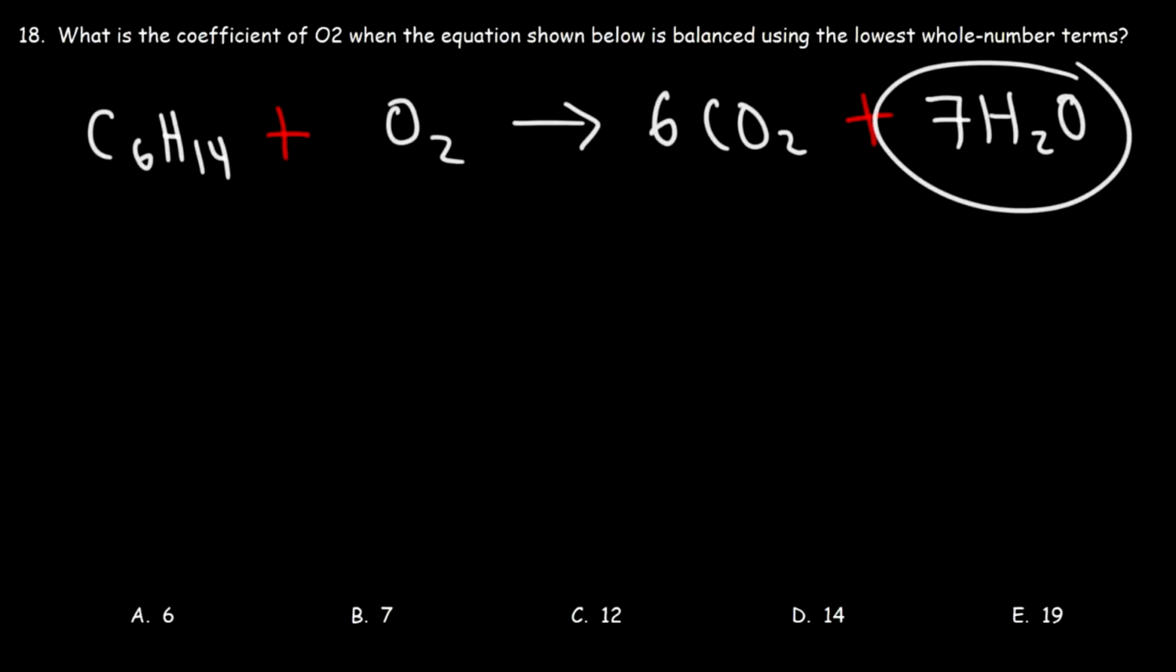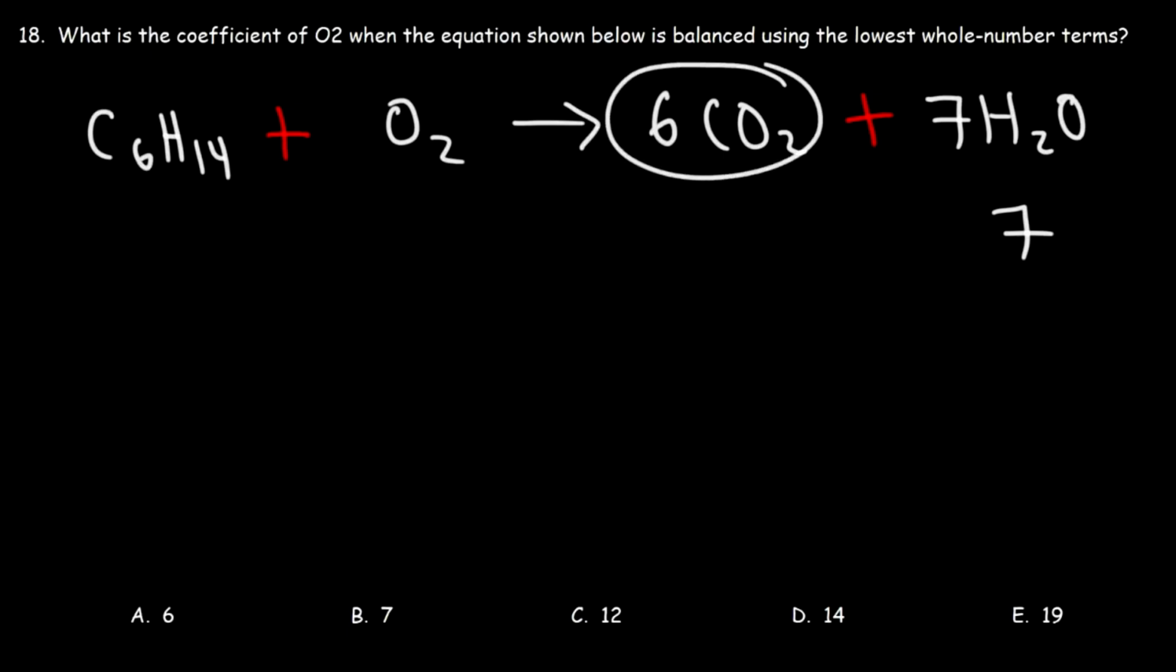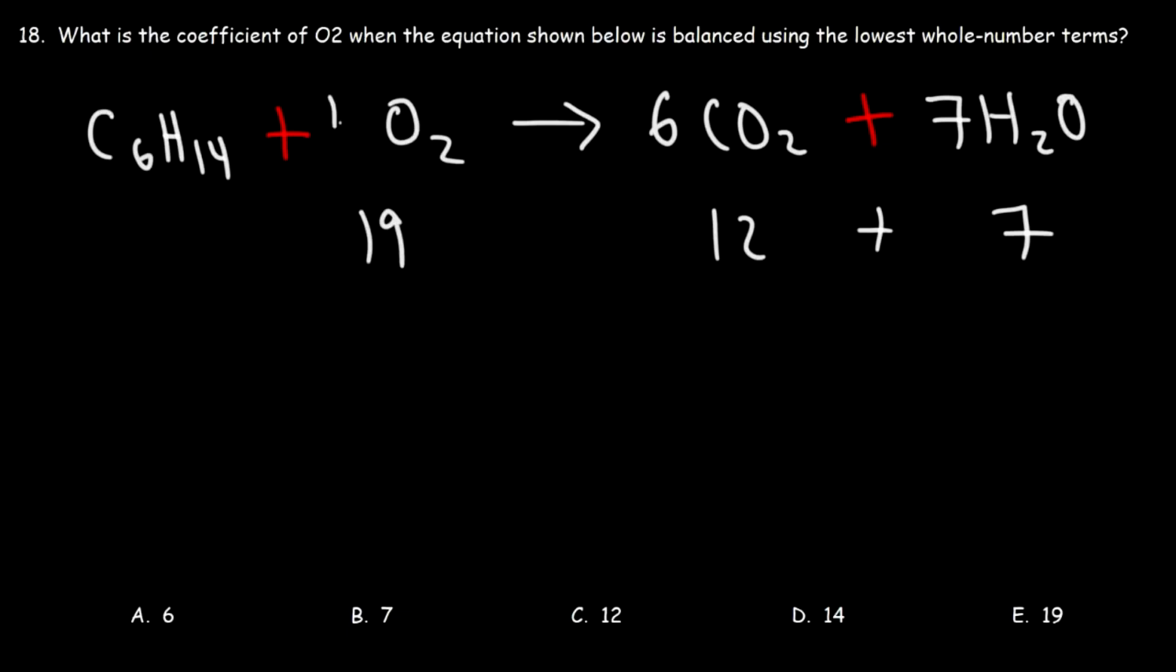So in the 7 water molecules, there's a total of 7 oxygen atoms. In the 6 CO2 molecules, we have 12 oxygen atoms because 6 times 2 is 12. Each CO2 molecule contains 2 oxygen atoms. So now if we add 12 plus 7, that's going to give us 19. So in order to balance this equation, we need to take 19 divided by 2, and we'll get the fraction 19 over 2. So right now the equation is balanced, but it's not balanced using lowest whole number terms. So we need to get rid of this fraction.